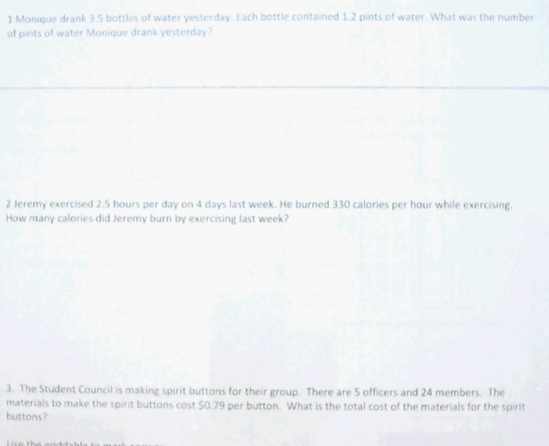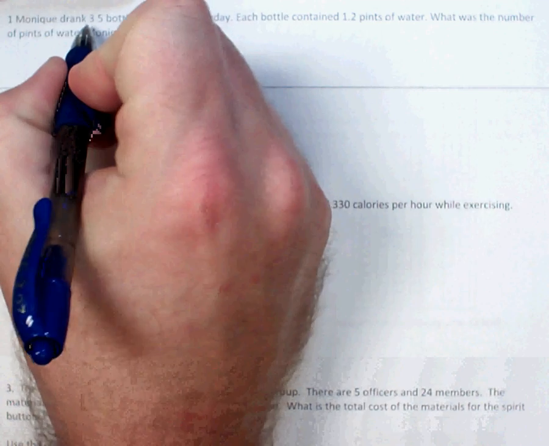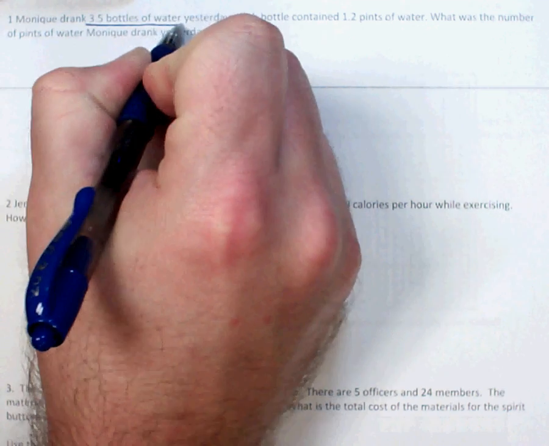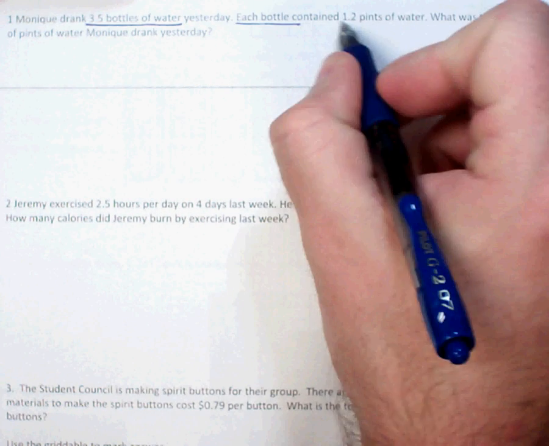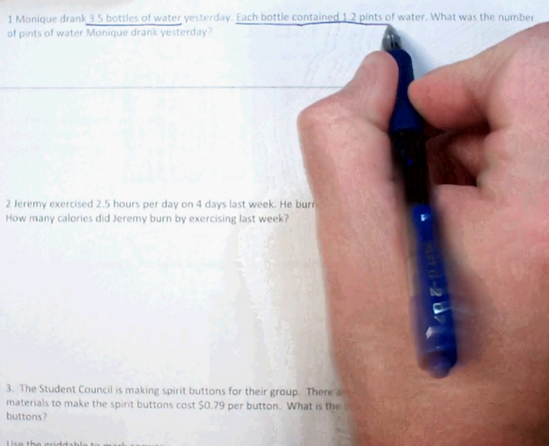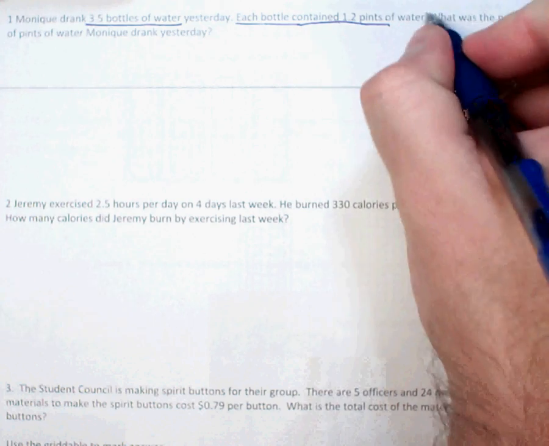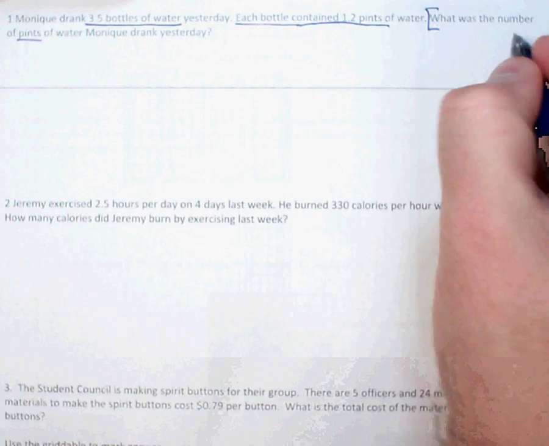Alright, so number one, Monique drank 3.5 bottles of water yesterday. Each bottle contained 1.2 pints of water. What was the number of pints of water Monique drank yesterday? So on this one, we've got 3.5 bottles of water. Each bottle contains 1.2 pints. And our question statement was the number of pints of water that she drank. So pretty straightforward problem.